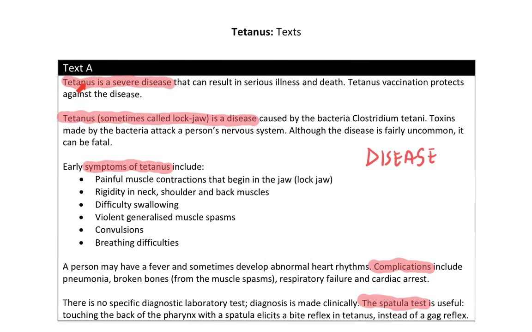We are in text A because of tetanus in the question. We are now looking for muscle contractions, and we can see muscle contractions over here. So let's read. Painful muscle contractions that begin, so first experience, begin in the jaw. So which part of the body? In the jaw.